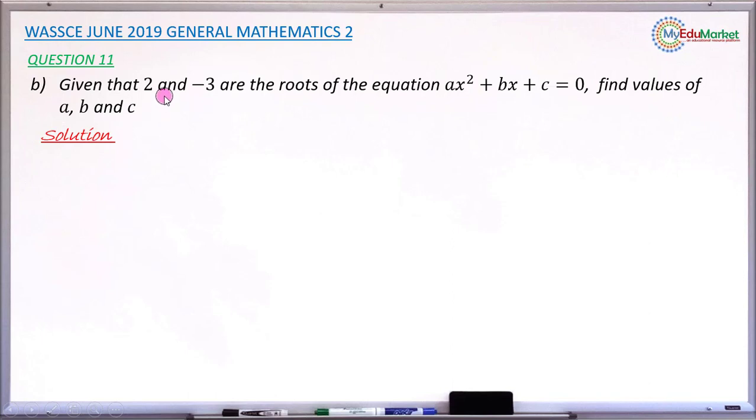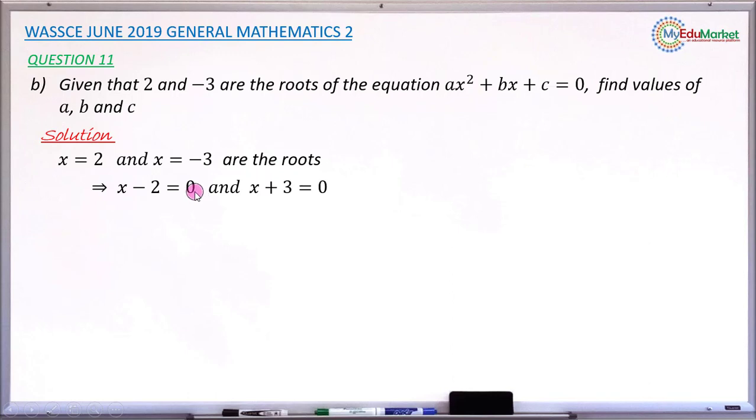The roots of that equation are given. One of the roots is 2 and the other root is minus 3. So we make use of these roots to build the quadratic equation. When you build the quadratic equation, we can compare it with the one given. That will enable us to know the coefficient of the square term, the coefficient of the x term, and the constant term.